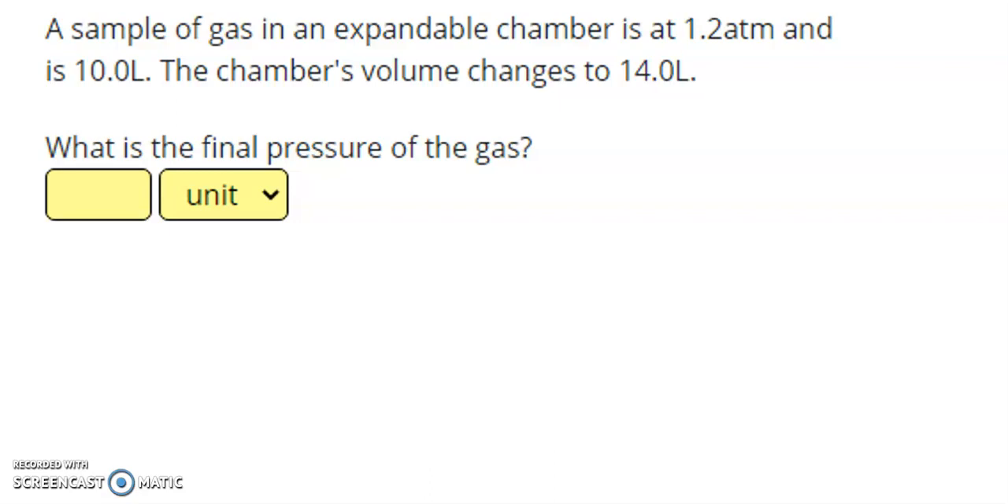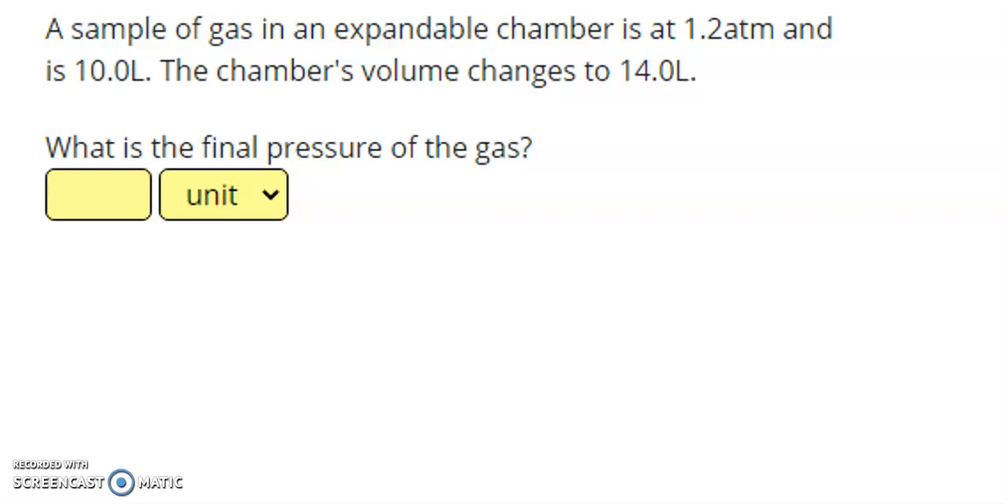This is the video for the Boyle's Law questions in the gas laws unit. The question says, a sample of gas in an expandable chamber is at 1.2 atm and is 10 liters. The chamber's volume changes to 14 liters. What is the final pressure of the gas?